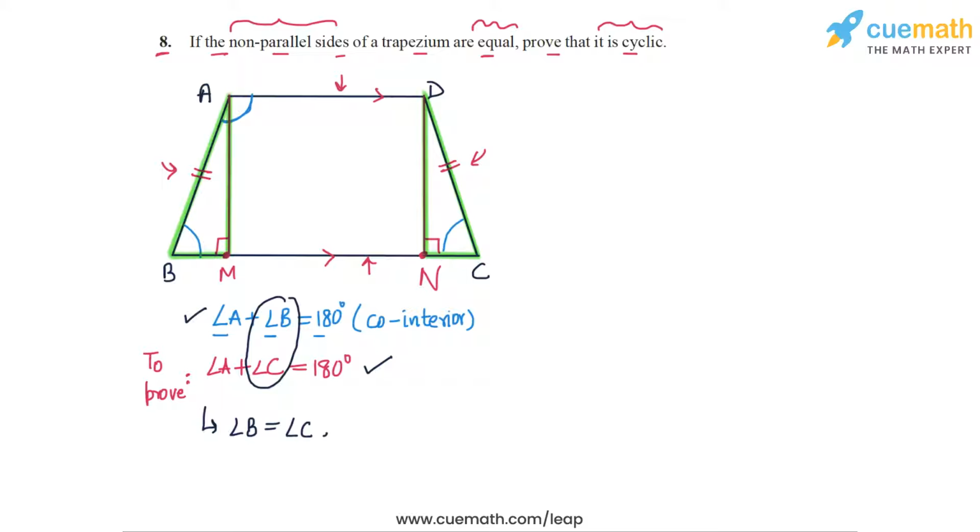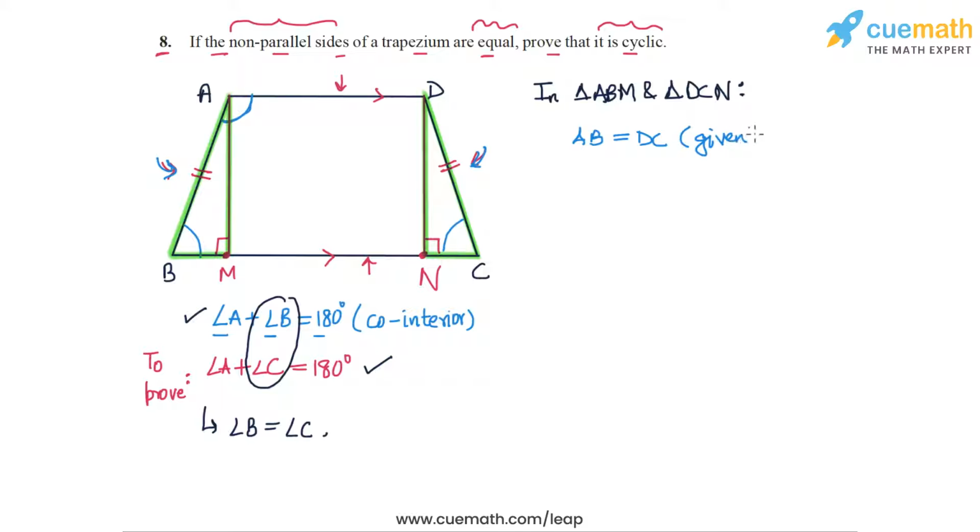These two triangles look congruent. Let's prove that these are congruent, and from there it will follow that angle B and angle C are equal. So in triangle ABM and triangle DCN, which are the corresponding parts that are equal? We know that AB and DC are equal. This is given to us. The non-parallel sides are equal. So AB is equal to DC.